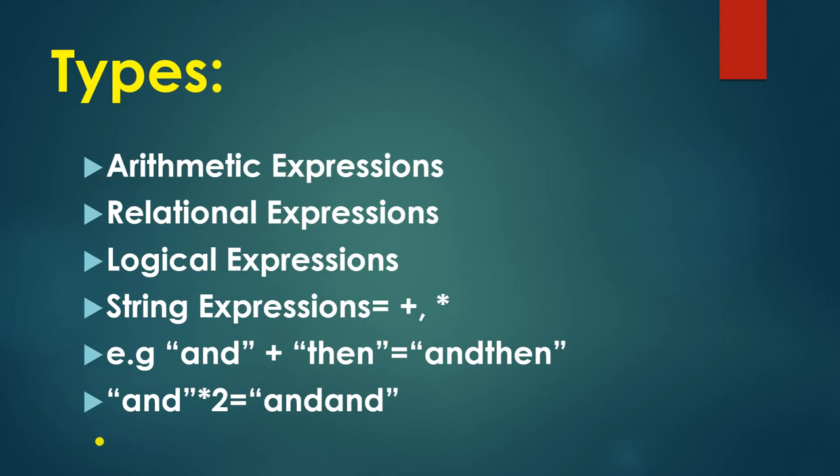Now the string expression. In string expressions, Python provides two string operators, plus and multiply. With the plus operator, when you join strings it will not give any space, it is just joined. This is called concatenation. Next is multiplication. When you multiply a string with 2, it gives the answer by writing the string 2 times. This is called replication. So these are the types of expression.